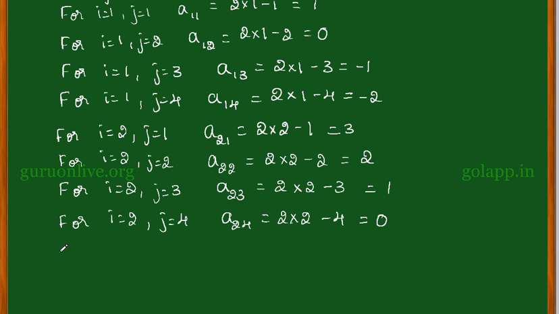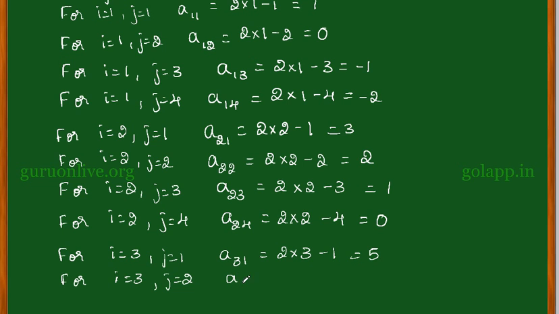And the last row is for I equal to 3, J equal to 1, we get A31, which is equal to 2 into 3 minus 1, which is 2 into 3 gives 6 minus 1, so 6 minus 1 gives 5. Next, for I equal to 3, J equal to 2, we get A32, which is equal to 2 into 3 minus 2, where 2 into 3 gives 6 minus 2, 6 minus 2 gives 4.